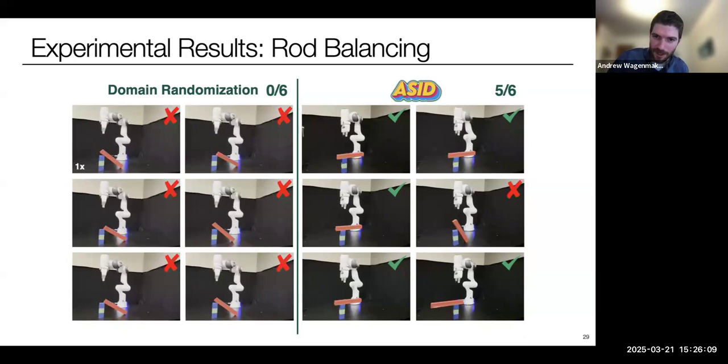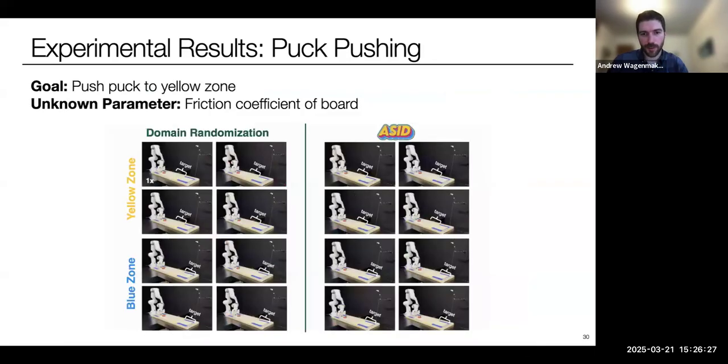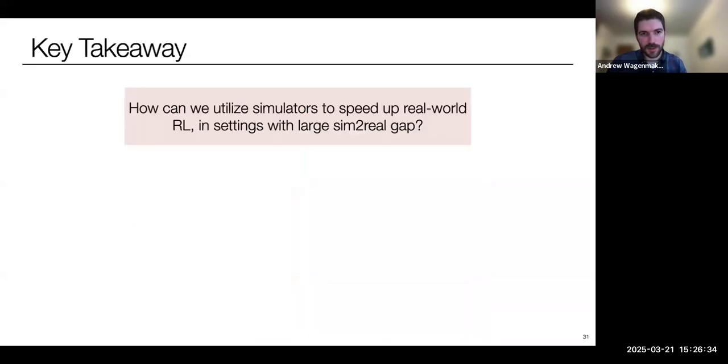Okay, so in some sense, this is fairly standard. This is basically just system identification, what I showed you. But it's about thinking about system identification in the context of sim to real, and how I should learn exploration policies in sim that will help me speed up my system identification. And so we implemented this on various tasks, this block stacking one, some others involving pushing a puck, and we found in general that it worked. Okay, so just to wrap up, going back to this question I started with, how can we utilize simulators to speed up real-world RL in settings with large sim-to-real gap?